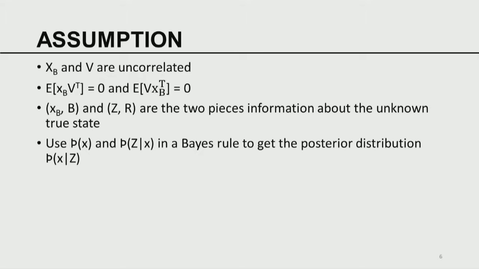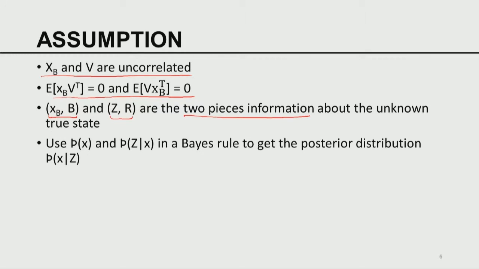What are the assumptions? XB and V are uncorrelated. What is XB? XB is the background. The background and the observation noise are uncorrelated. These are standard assumptions, and they are very meaningful. There is no correlation between V and XB. XB refers to the prior, Z refers to the new information. These are two pieces of information about the unknown true state.